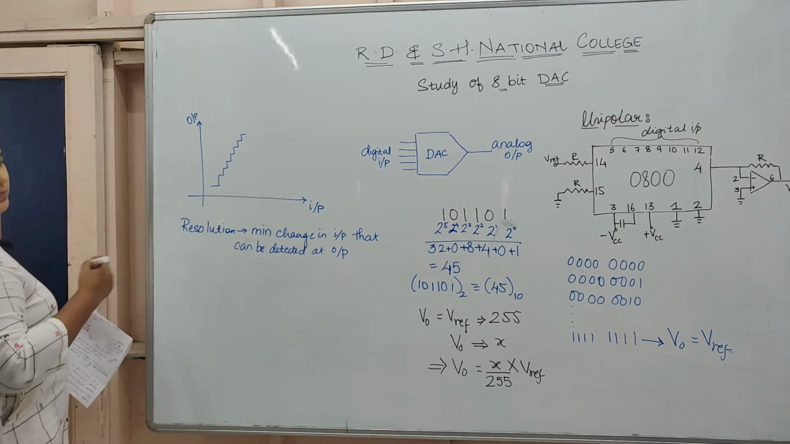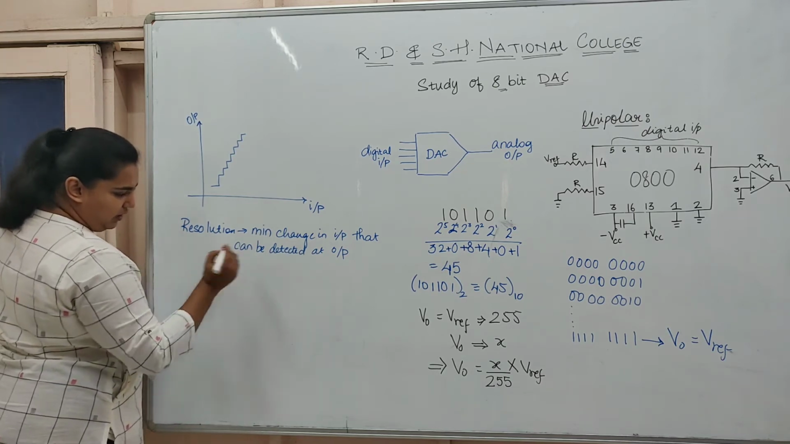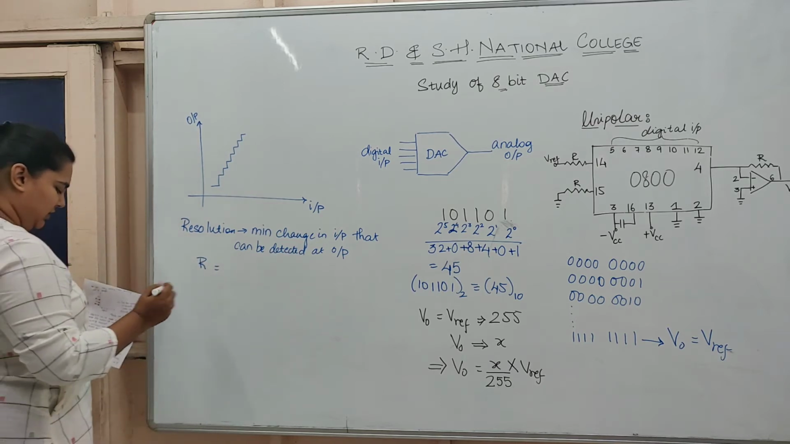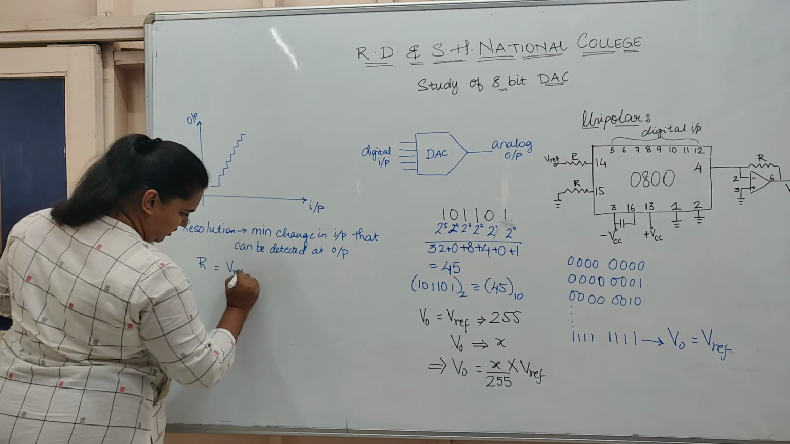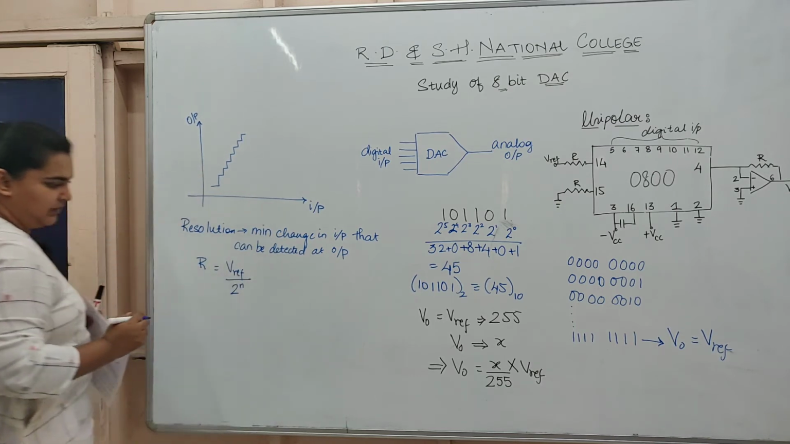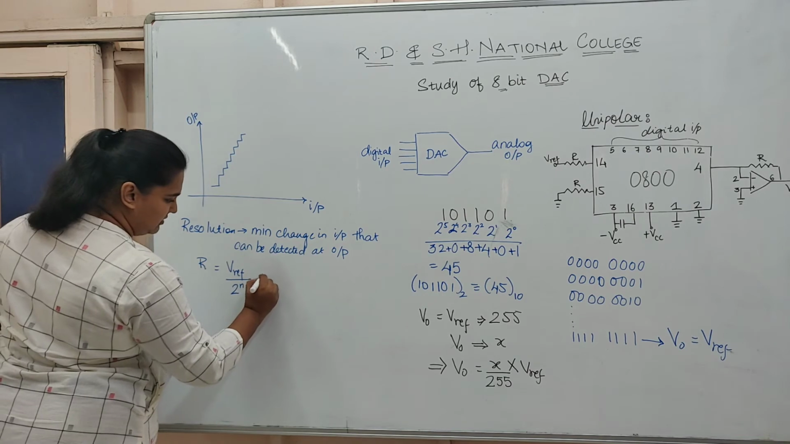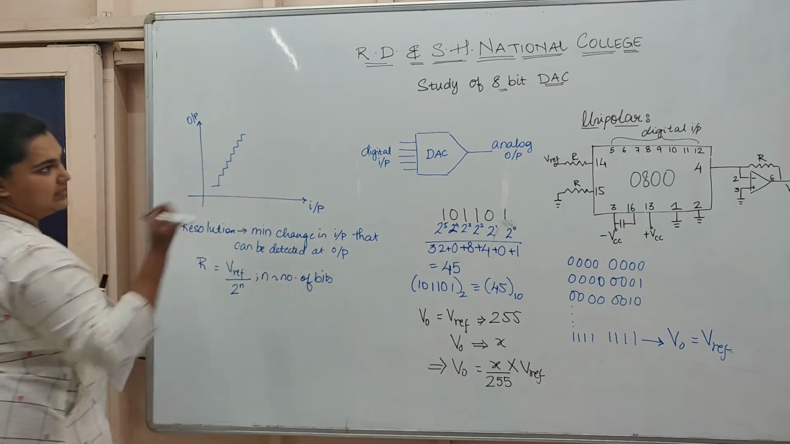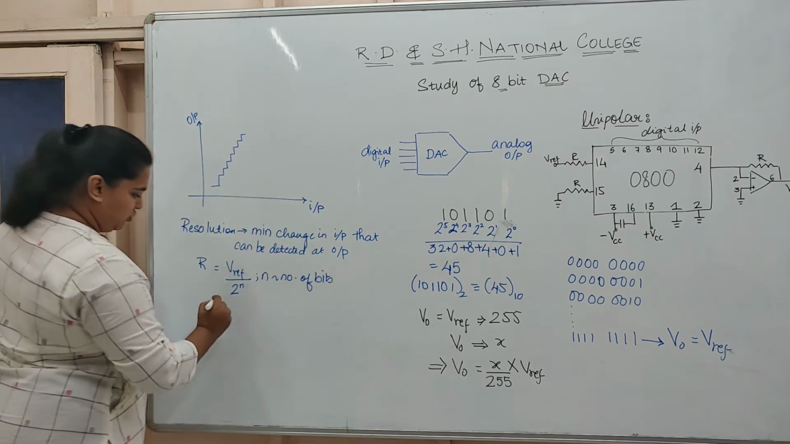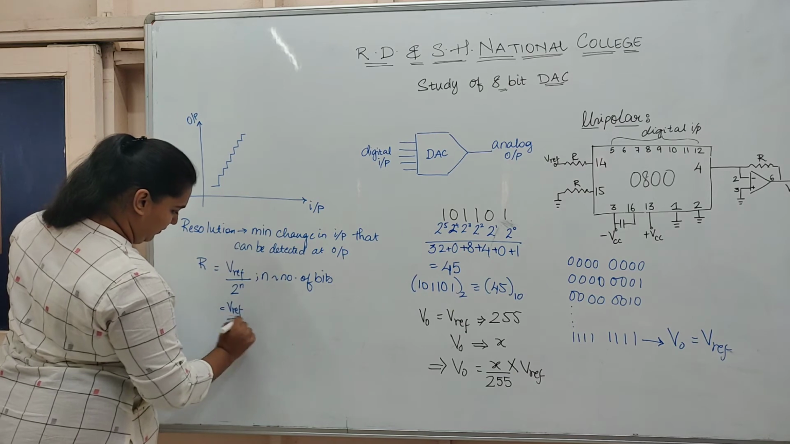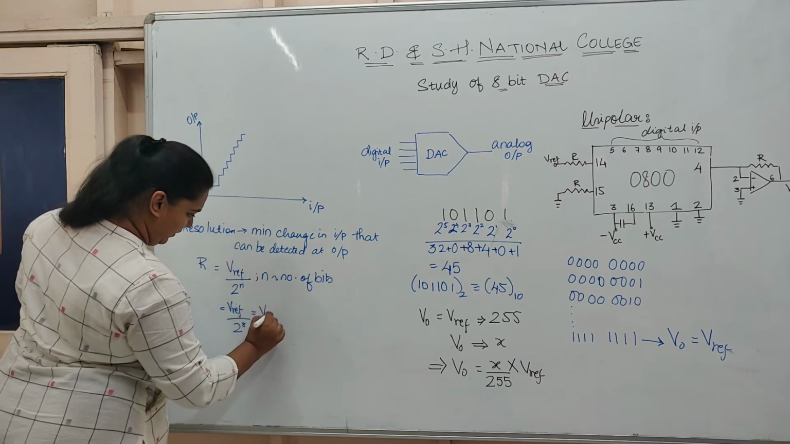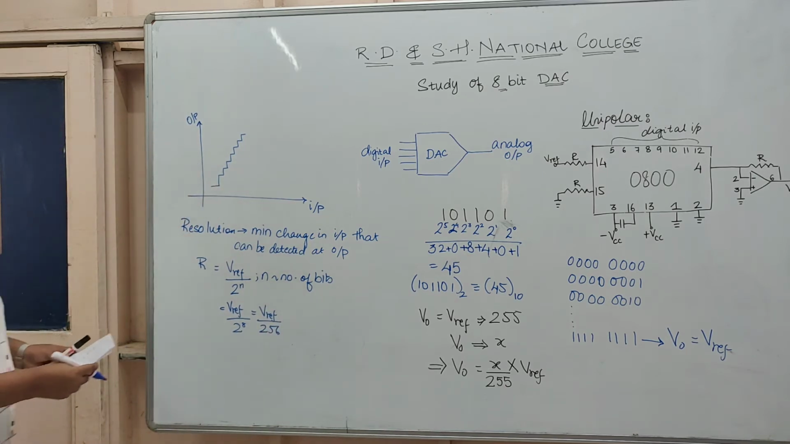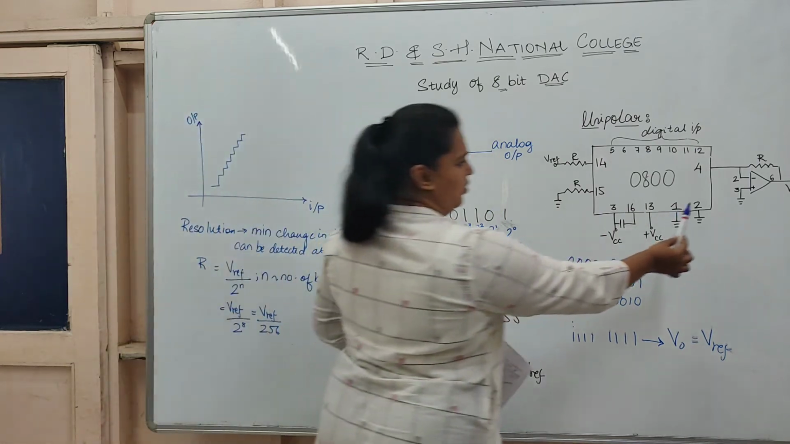So what is the formula for this resolution? If you have a DAC which is made of n bits, then the resolution is given as V reference upon 2 raised to n, where this n is the number of bits your DAC is made of. So in this case, we are talking of an 8-bit DAC. So my resolution will be Vref upon 2 raised to 8, which is Vref upon 256. And now comes the point of why this op-amp here.